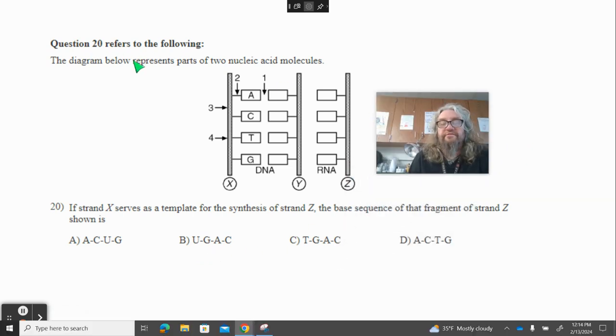Question 20 refers to the following. The diagram below represents parts of two nucleic acid molecules. Looks like we have a DNA and an RNA. If strand X, this strand, serves as a template for the synthesis of strand Z, the base sequence of the fragment of strand Z shown is it A, ACUG, or choice B, UGAC, choice C, TGAC, or choice D, ACTG?